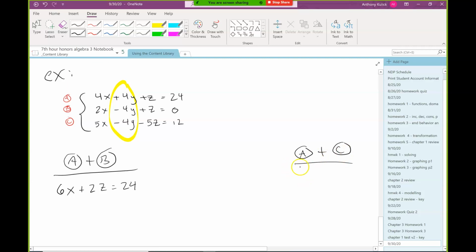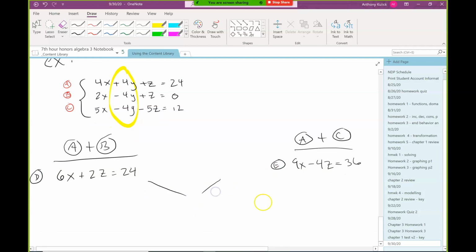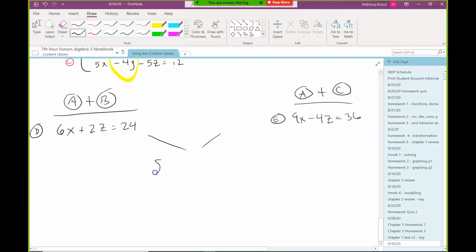And then a plus c, 4x plus 5x is 9x. 4y plus negative 4y is 0. Z plus negative 5z is negative 4z. And then 24 plus 12 is 36. I'm going to refer to these as equations D and E. And these are going to come together to make a new two-variable system.